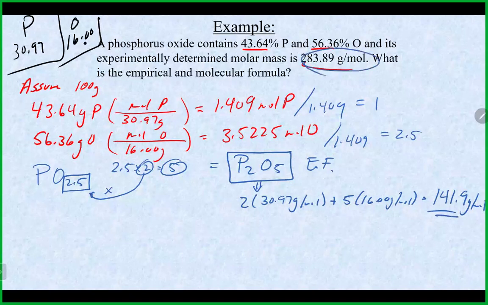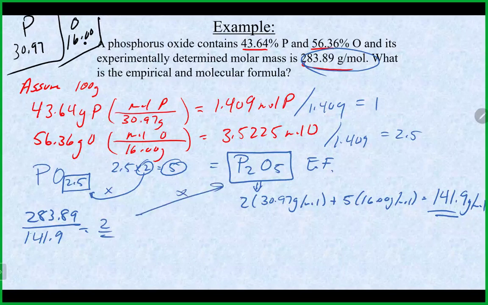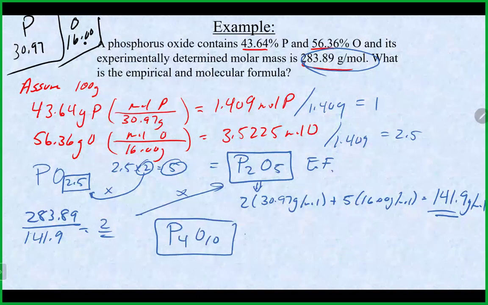So now that we have our empirical formula molar mass and the molar mass of the compound, we're going to take those two and divide them. So we're going to take 283.89 and divide it by 141.9. That's going to give us a factor to multiply our empirical formula by to get to our molecular formula. And we get about 2. That means we multiply by 2, which gives us P4O10 as our molecular formula. Any questions on any of those steps?